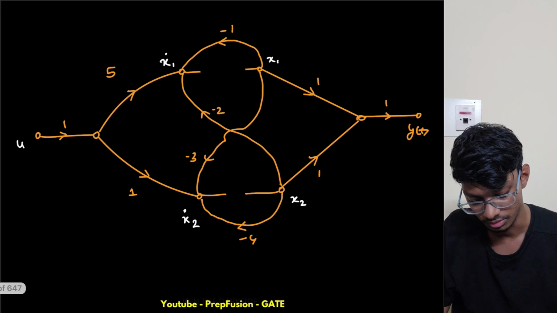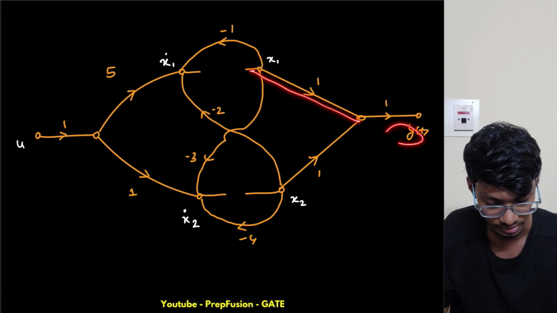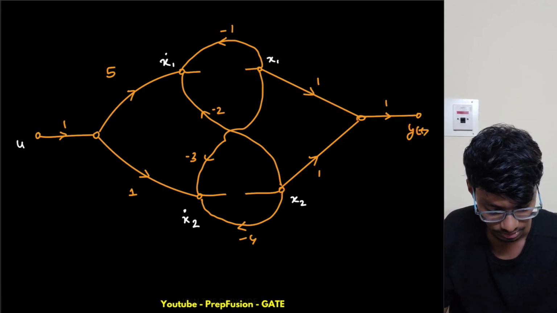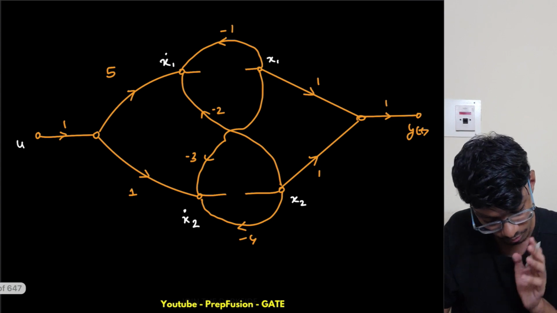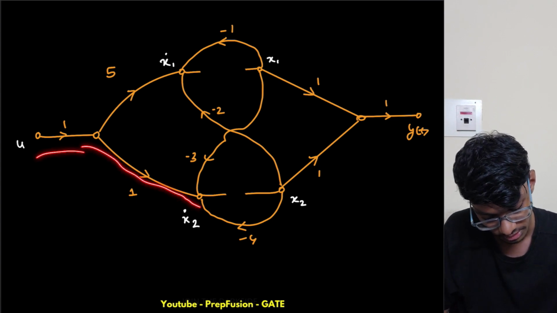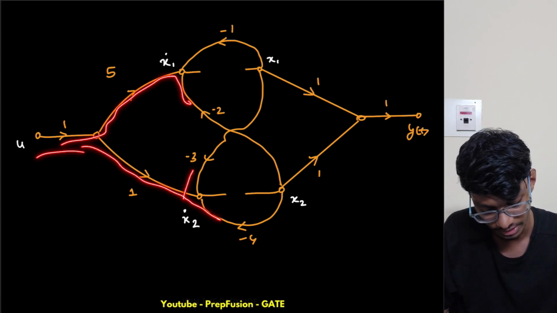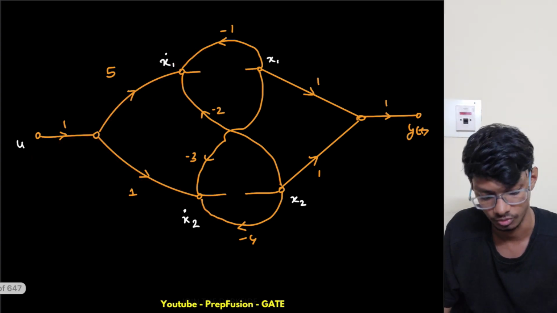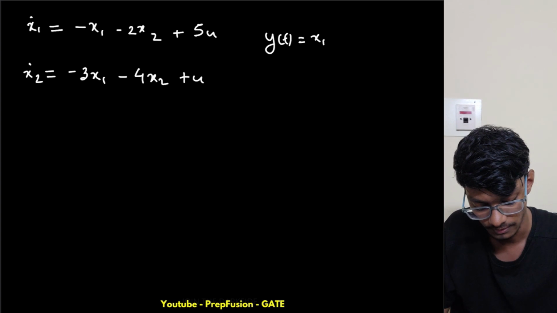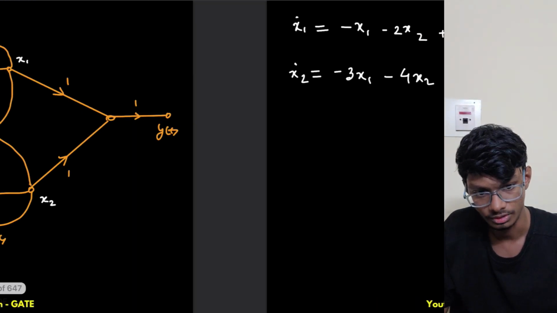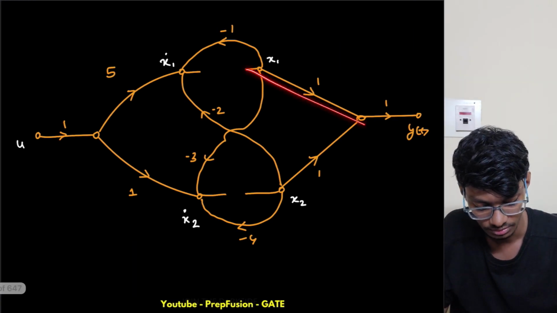Now what about the output? Output, I'm coming from here, is there any other path? No, this is also against, and this is also against the path flow. So only y. Can the input reach the output? No, this is against the path again, and this is also against the flow. So input can't reach the output. But my y of t equals x1 plus x2.